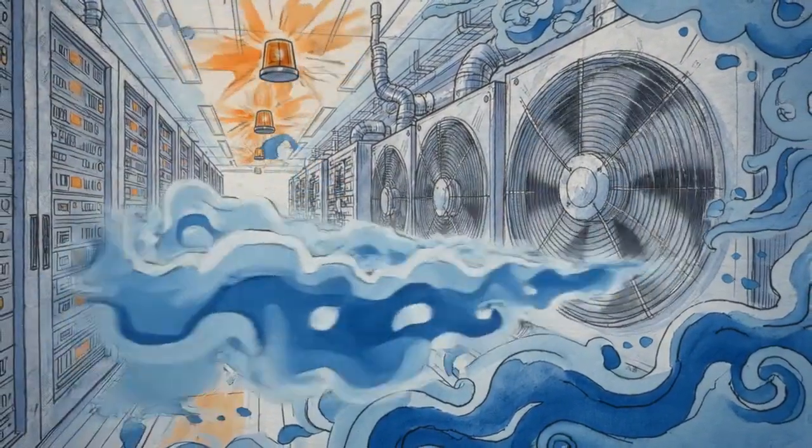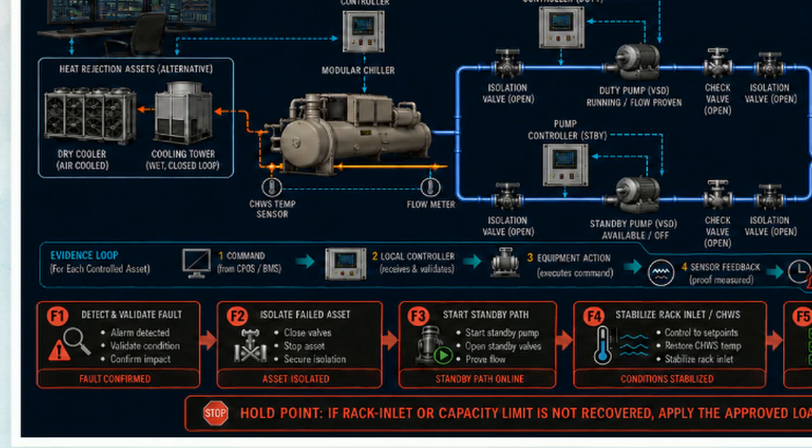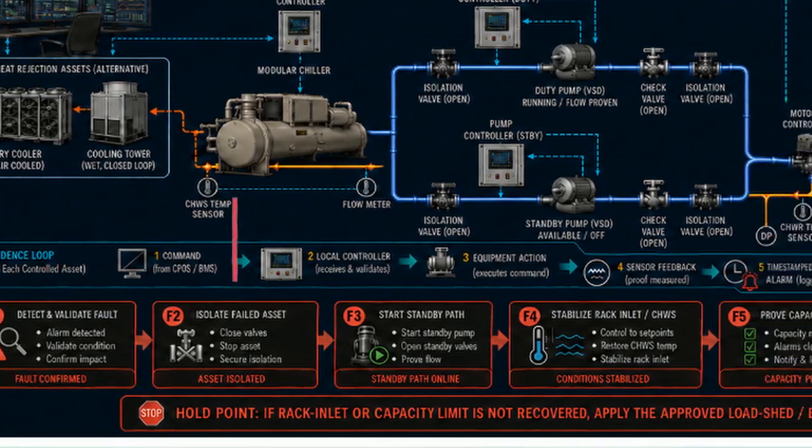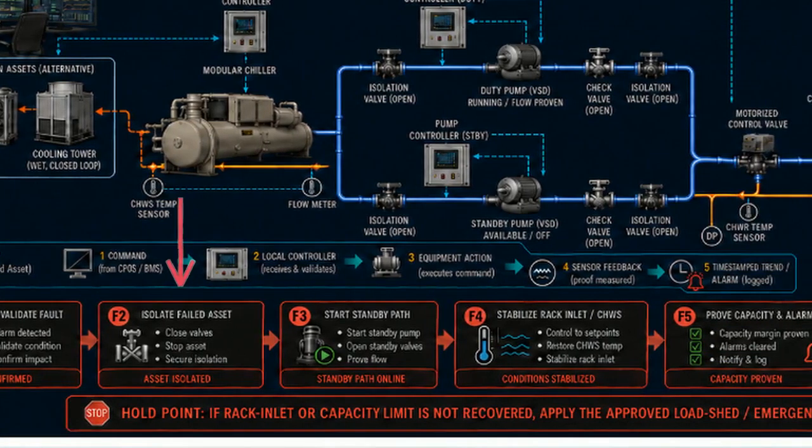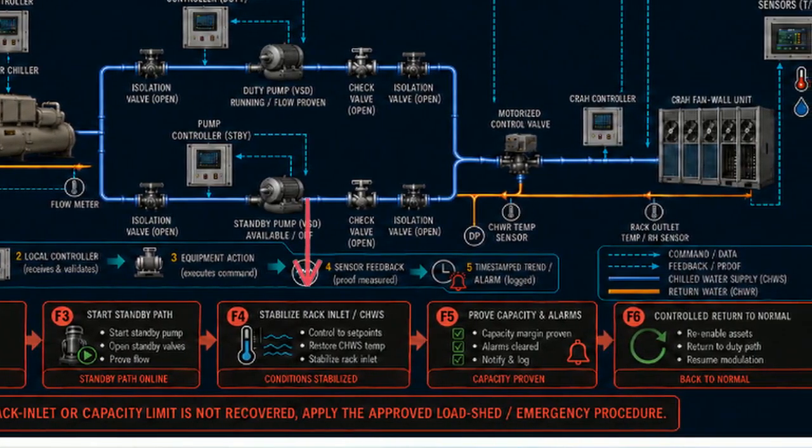This sequence diagram maps those automated responses. If a low differential pressure alarm is validated at step F1, the system automatically isolates the failed asset at F2 and starts the standby path at F3. A high IT inlet temperature alarm will immediately force a suspension of all non-essential maintenance.